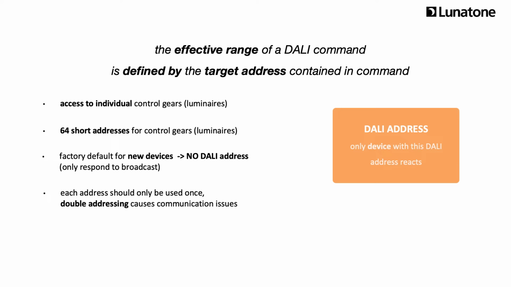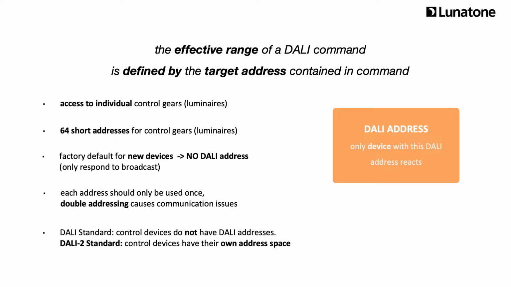Double addressing can be solved by sending the command delete address X and then starting a system extension, for example, with the addressing wizard in the DALI cockpit software. Most control devices do not have a DALI short address because it was not specified in the original DALI standard. Sometimes it was necessary to assign standard devices a DALI address so that they could be recognized by other DALI control components or gateways and controlled or read out. This has been solved with the DALI-2 standard, where control devices now have their own address space.